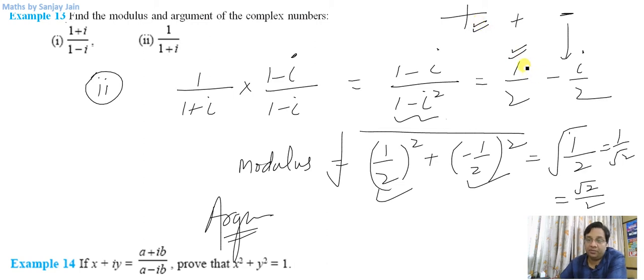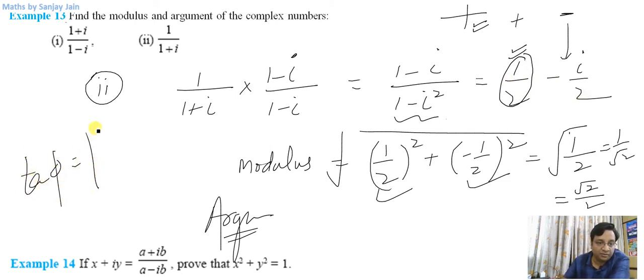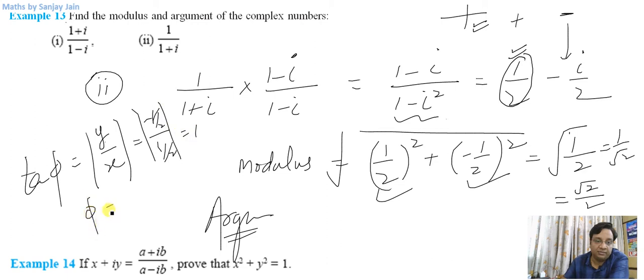And what is tan phi? It will be mod y by x. What is y? It is minus 1 by 2. So 1 by 2 divided by 1 by 2 will give you 1. Hence phi will be equal to pi by 4. Now it is in the fourth quadrant, so we will write it as minus pi by 4. So the argument is minus pi by 4.